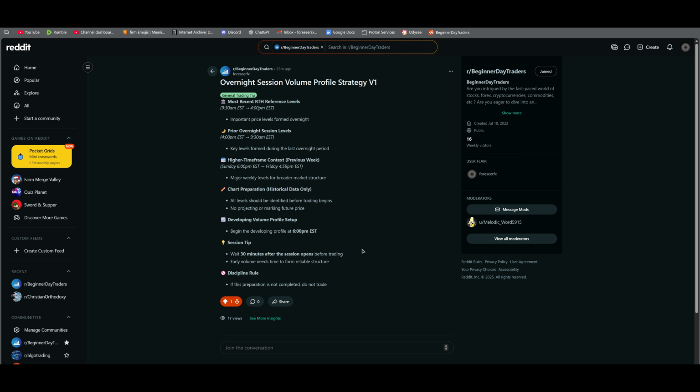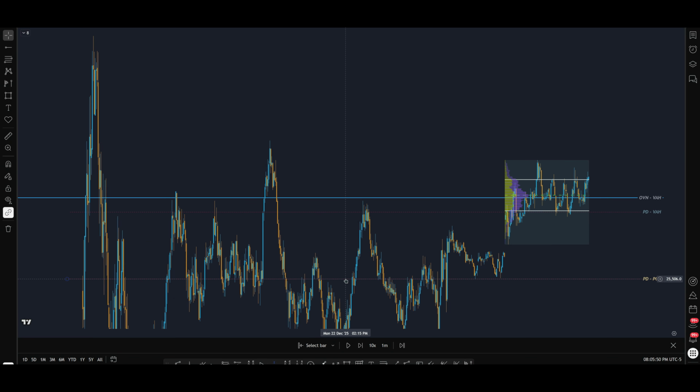Now, for this example, I will not be using the previous week's levels, only because it seems to be a lot sometimes, so I don't want to confuse you guys or make it even more difficult to understand. You should already know how to use these levels anyway, considering everything that I have taught you. So to make it easier, I'm only going to stick with the RTH levels and then the prior overnight session levels. And here in this example, I have all of it marked out.